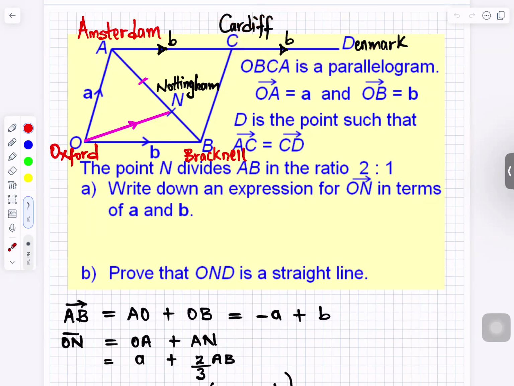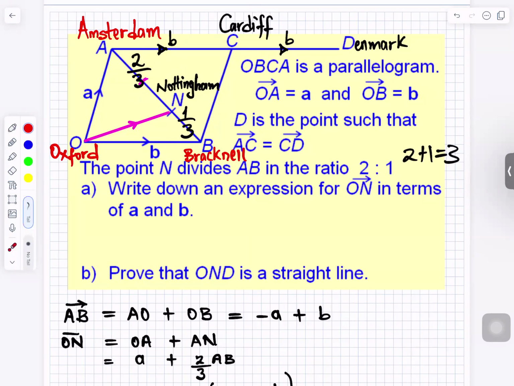That's given to you in the question. The point N, which is in the middle there, and I call N for Nottingham, divides AB in the ratio 2:1. That means 1, 2, and then 1 on this side. 2 plus 1 is 3. We will use that at some point. So this point would be 2/3, and this one here will be 1/3. That's how you put that in fraction.